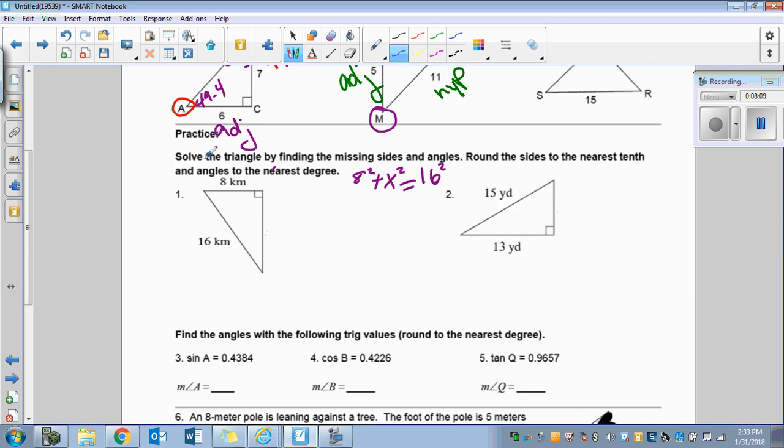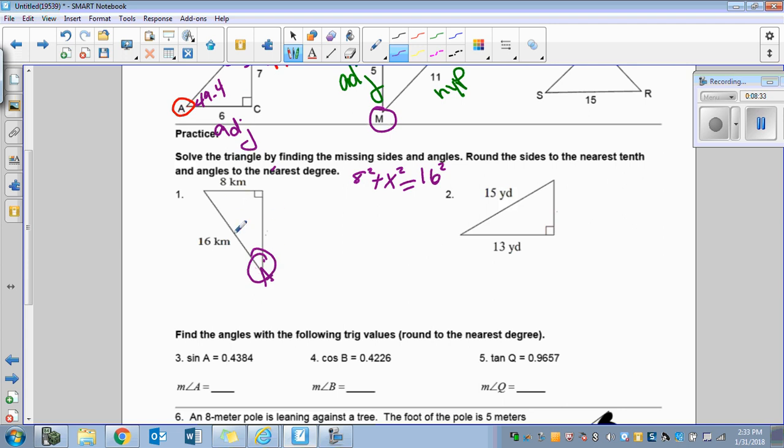I'm going to find the third side using trig, but I need an angle. So first, I'm going to pick one of my angles. I think I'm going to pick this one, okay? And I'm going to find out what the measure is. So I'm going to first circle my reference angle, which is right here. And let's make it A, because I don't know what it is.